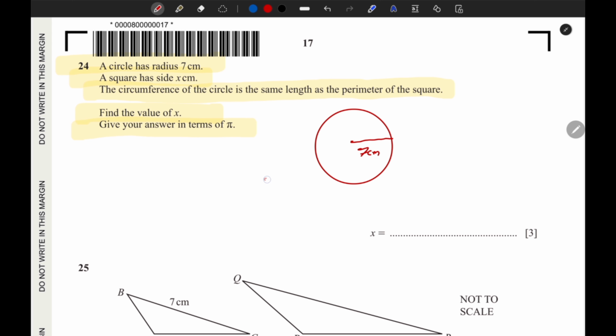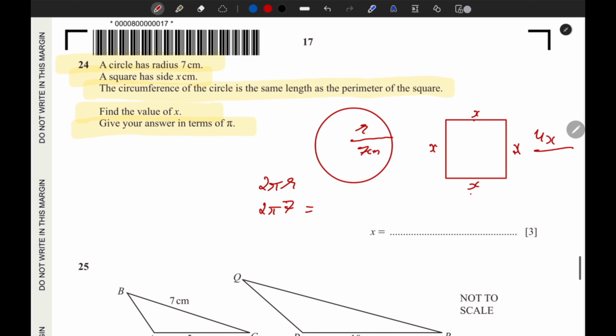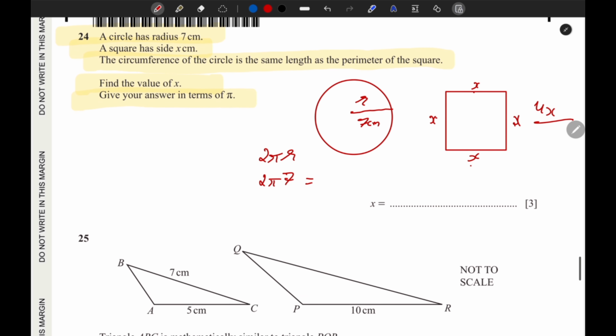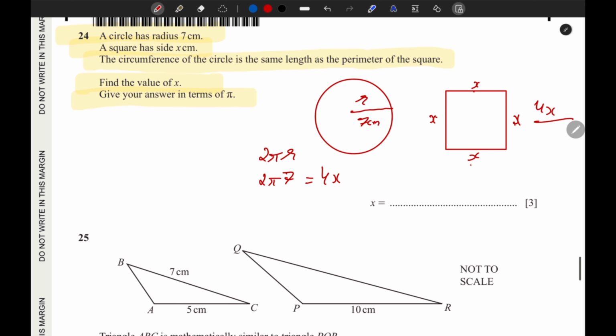So the circumference of the circle is 2 pi r. The radius is 7, so this is 2 pi 7. And a square, all sides are x. So basically the perimeter will be 4x, x plus x plus x plus x. So these two are equal. Writing these two equal, 2 pi 7 equals 4x. So you have to find x.